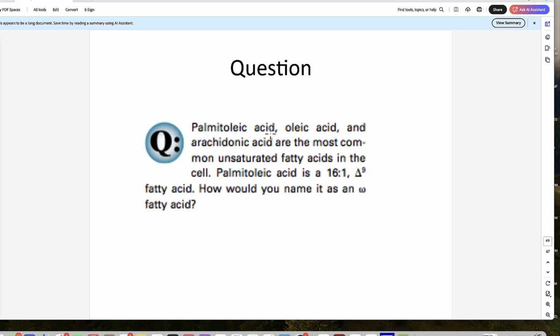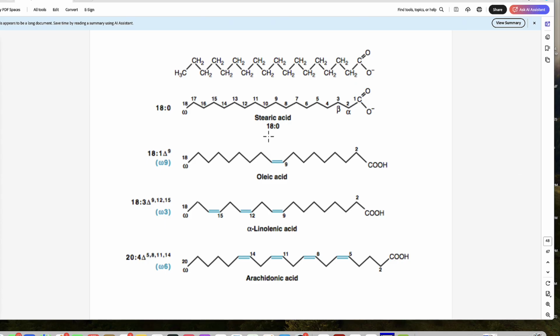Now, let's go back to this diagram here. The omega is going to start from the end, right? Omega. And then you're going to count how far away from the end you have a double bond. And that is your omega. So in this case, for oleic acid, you go back to the end of this carbon, the omega carbon, 1, 2, 3, 4, 5, 6, 7, 8, 9. It is 9 carbons away from where the first double bond appears, so it is omega 9.